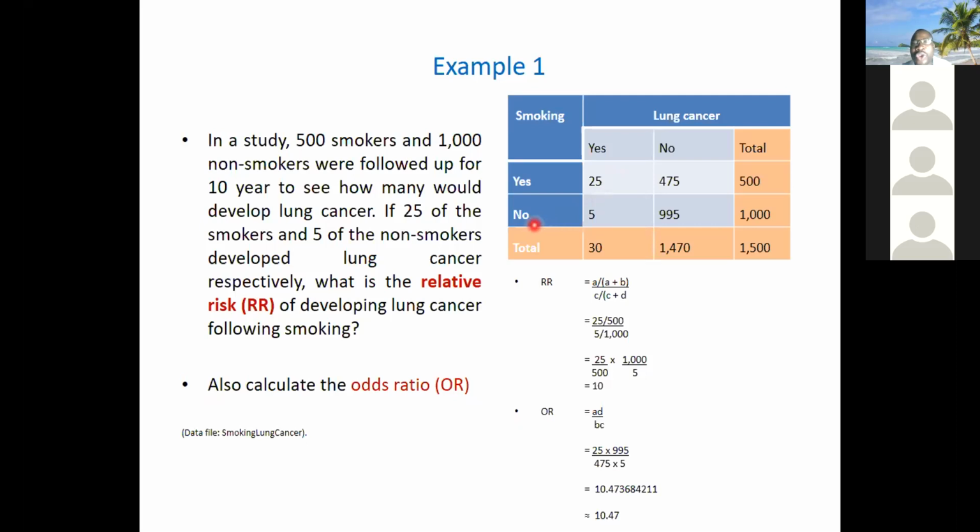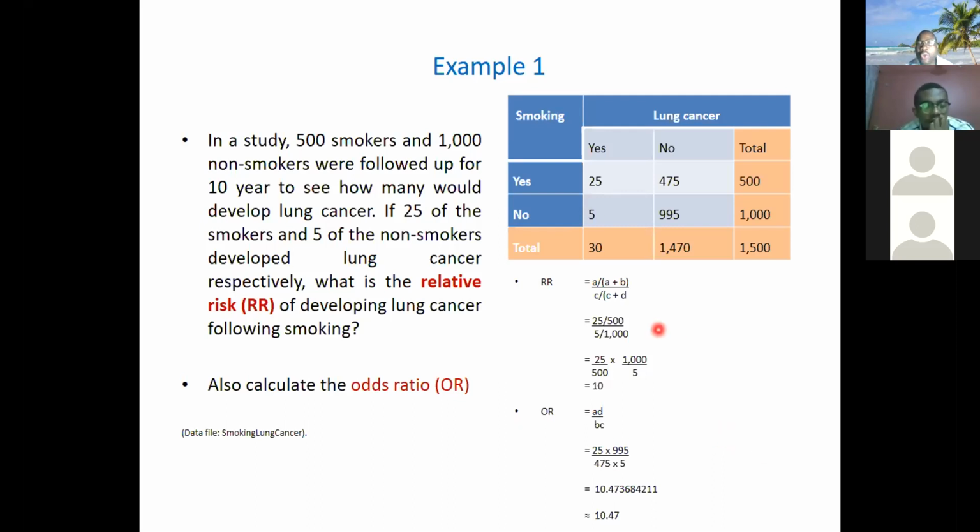Among the people that are not exposed, not smoking, it is 5 over 1,000. So which risk is higher? The risk for those who smoke is higher. Now, if it's higher, I want to know how many times it is bigger than the risk among the people that are not smoking. If you want to know how many times something is bigger, you make that the numerator and the other one the denominator. That is the relative risk.